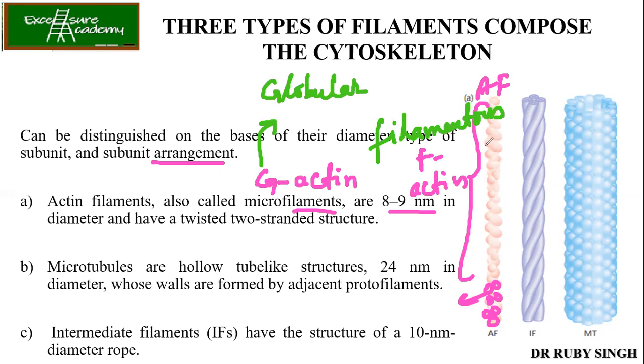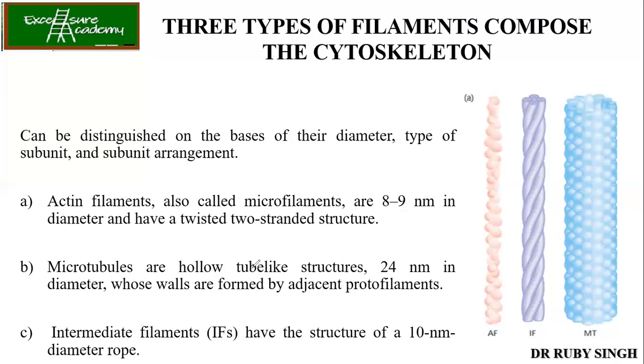Now when we talk about microfilaments, these are your microfilaments. So those are your F-actin. Now each monomer is G-actin, where G stands for globular. Okay, then microtubules are there.